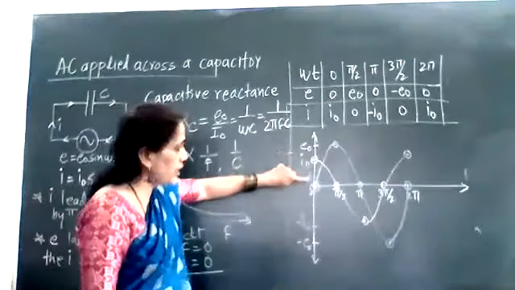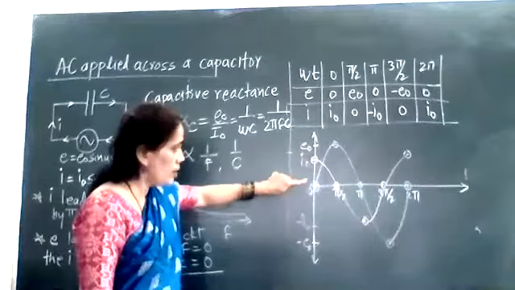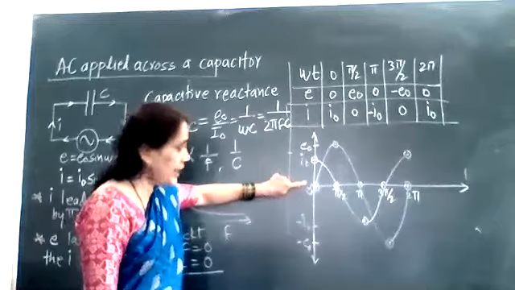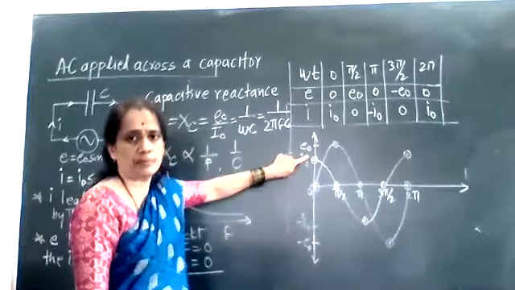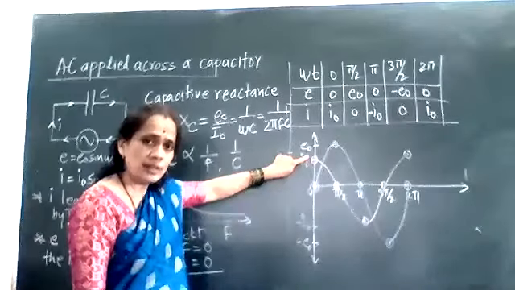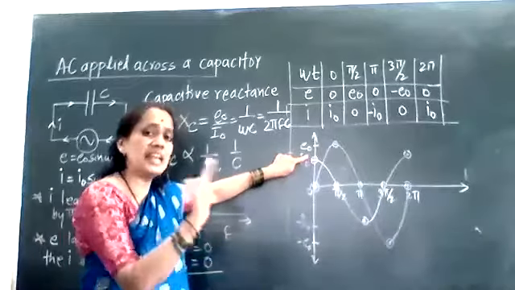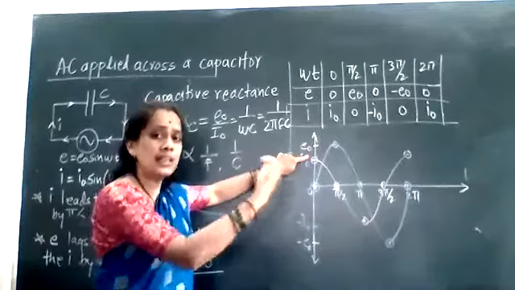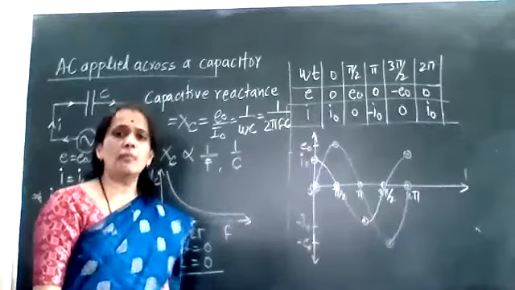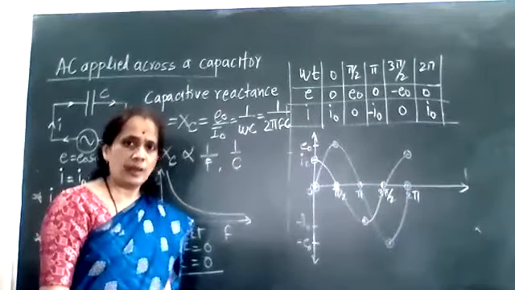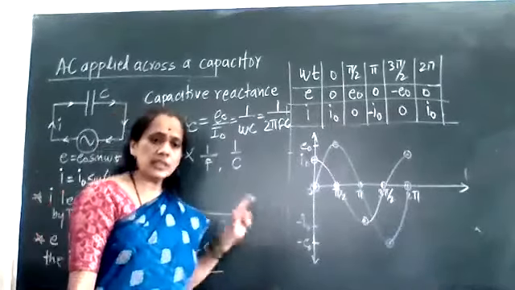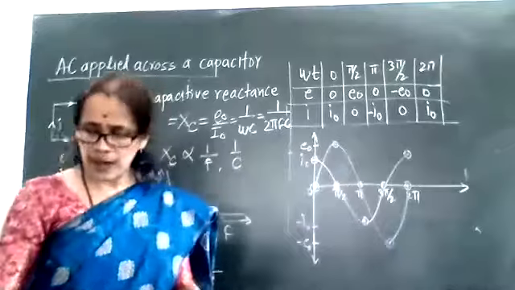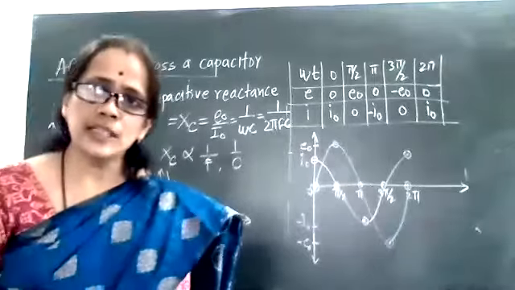तो इफ यू सी हियर फॉर 0 एंगल, फॉर 0 ओमेगा t आपका ईएमएफ 0 है लेकिन आपका करंट मैक्सिमम। So what it shows, that is your current always leads, current आगे है, current always leads the EMF by angle pi by 2. Clear? So this is about your capacitive circuit applied across an AC.